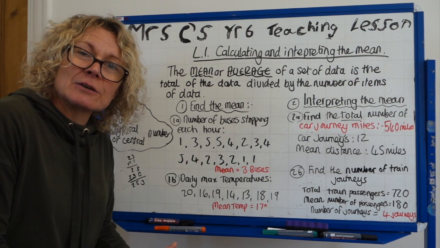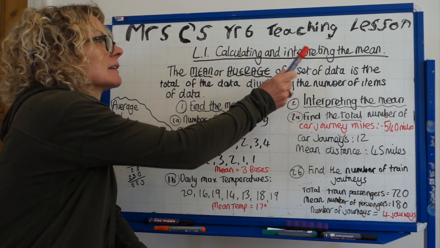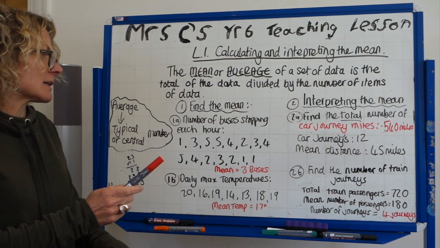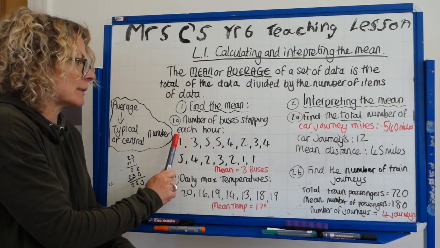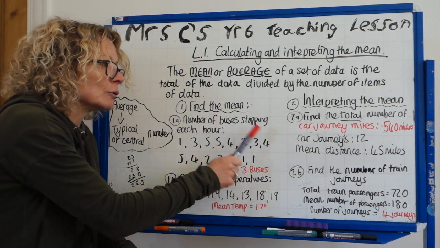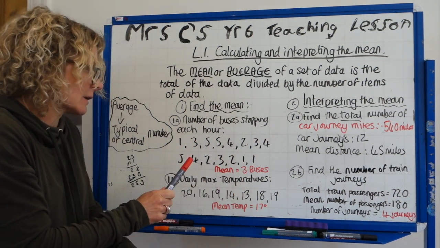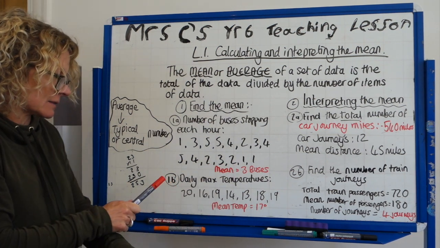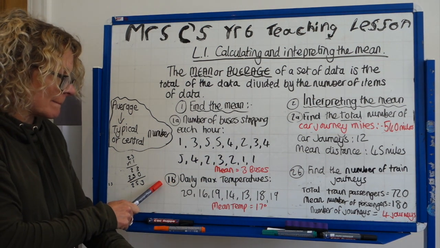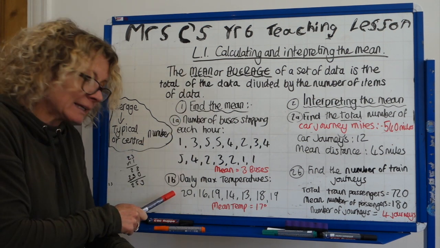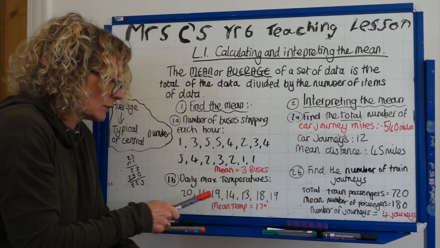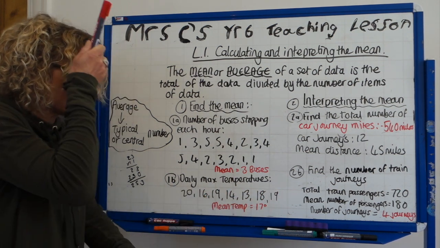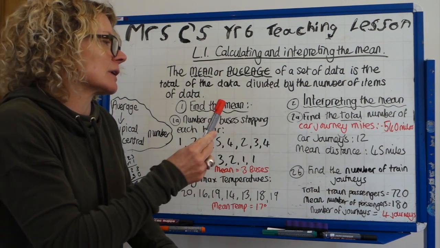Hopefully you did okay with yesterday's calculating and interpreting the mean questions. Here are the answers. This is straightforward. You add up the data and then you divide it by the number of groups in that set of data, okay? So the mean was 3 buses, okay? Number 1B was maximum temperatures. You had 1, 2, 3, 4, 5, 6, 7. You added them up, divided by 7 to get your mean temperature of 17 degrees.